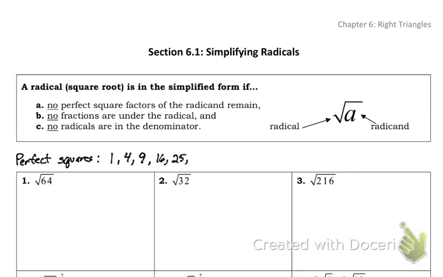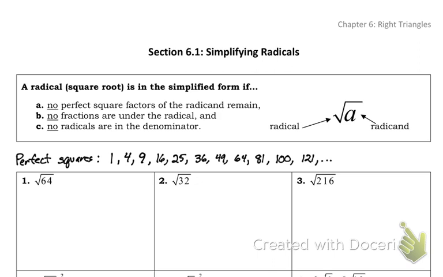6 times 6, we should have 36. 7 times 7, 49. 8 times 8, 64. That's usually the biggest one we have to have memorized. I'm going to keep going a little bit further. So 9 times 9 would be 81. 10 times 10, that's a hard one. That's a hundo. I'm going to stop at 11 times 11 because that's 121.